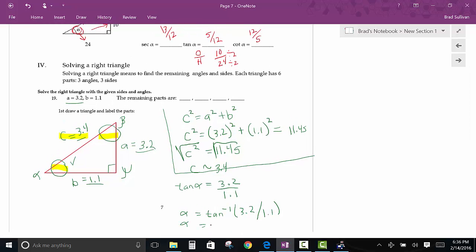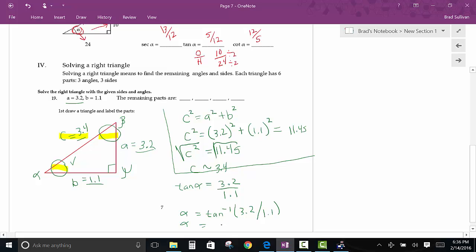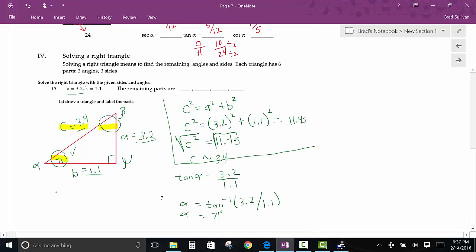So angle alpha, we got, how quickly I forget, 71 degrees as an answer to that problem. Okay, so I'm going to just record angle alpha now as 71. And then we only got one more thing to do, we got to find beta. Well, alpha and beta add up to 90 degrees, so all you got to do is just do 90 minus 71. And if you work that out, you're going to get 19 degrees. So that means the triangle is now officially solved.